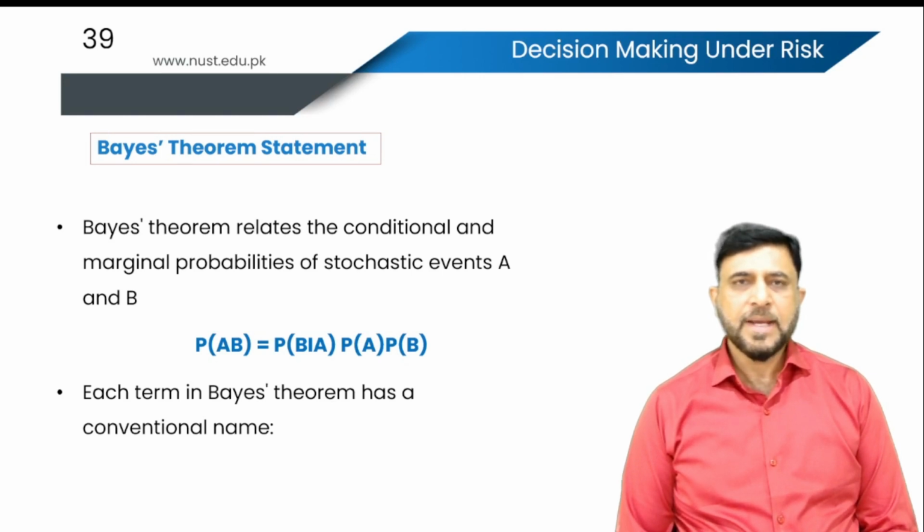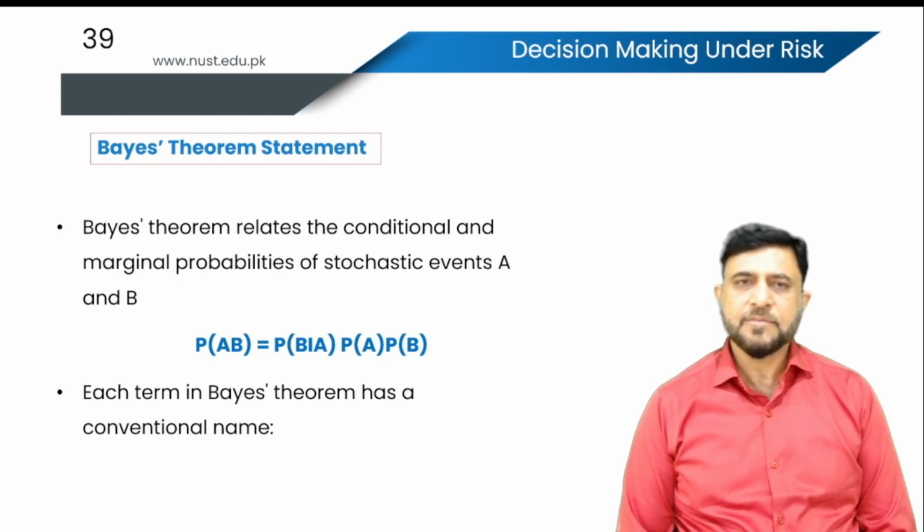So Bayes' theorem relates the conditional and marginal probabilities of stochastic events A and B. For example, it is given that probability of AB is equal to probability of B given that A has happened, into probability of A into probability of B. Each term in Bayes' theorem has a conventional name.